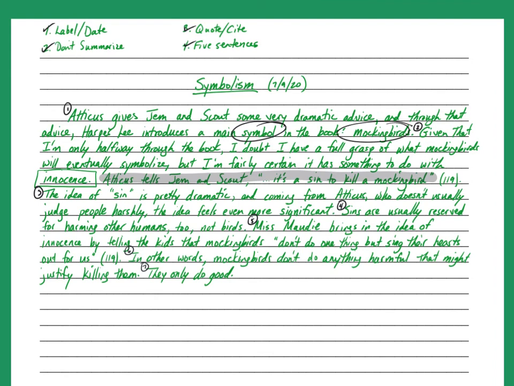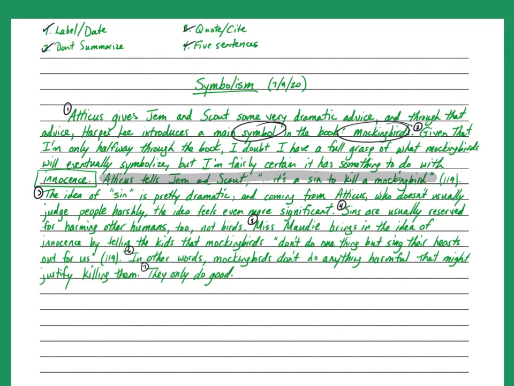That's important. So it says, Atticus gives Jem and Scout some very dramatic advice, and through that advice, Harper Lee introduces a main symbol in the book, mockingbirds. Given that I'm only halfway through the book, I doubt I have a full grasp of what mockingbirds will eventually symbolize, but I'm fairly certain it has something to do with innocence.